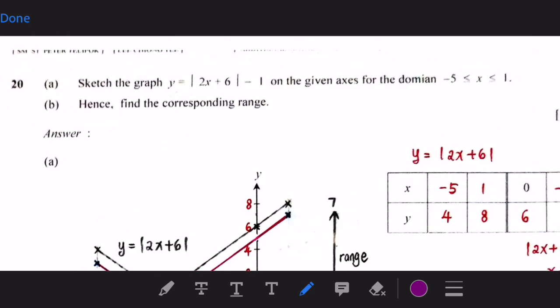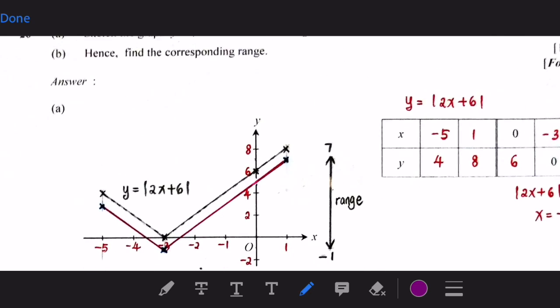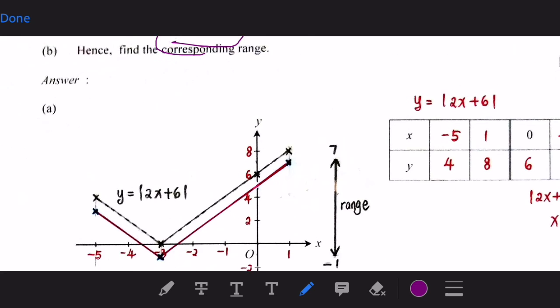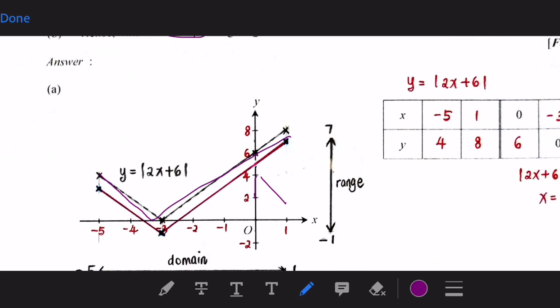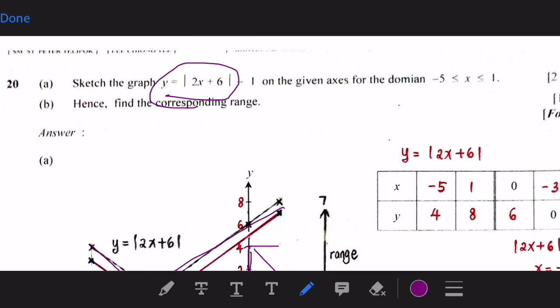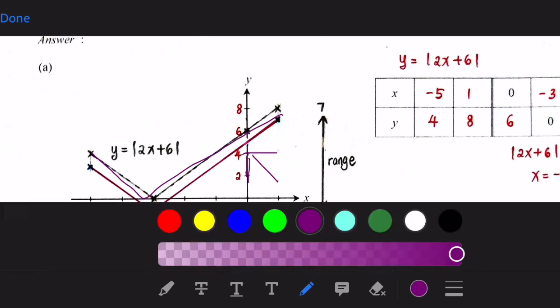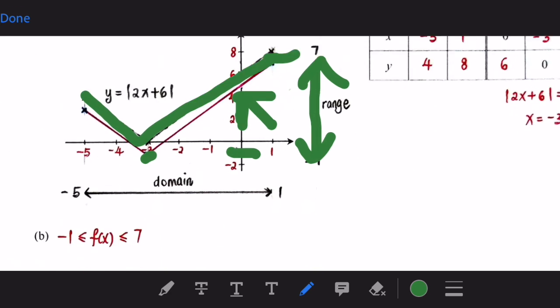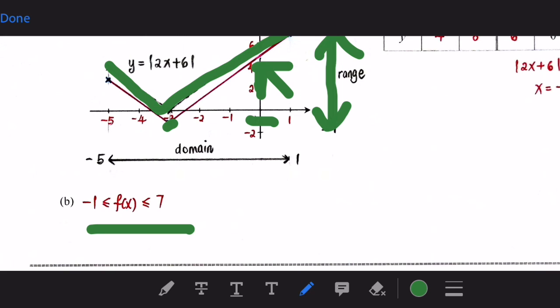Okay, then for this one you have to learn how to sketch the modulus graph. Basically when you want to draw the modulus graph, you can just draw this part first. You draw y equal to 2x plus 1, and after that you just shift down one step. So the red one is the actual graph of the modulus of 2x plus 1, minus 1, right? Then they ask you to find the corresponding range. The range will be the vertical reading, right? As I mentioned to you, this is the range. So from negative 1 to the highest, which is 7. The range is always the values of y from negative 1 to 7, inclusive of negative 1 and 7.